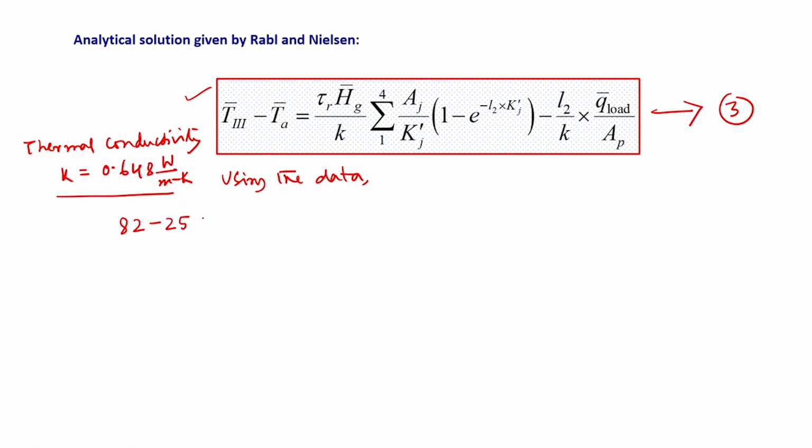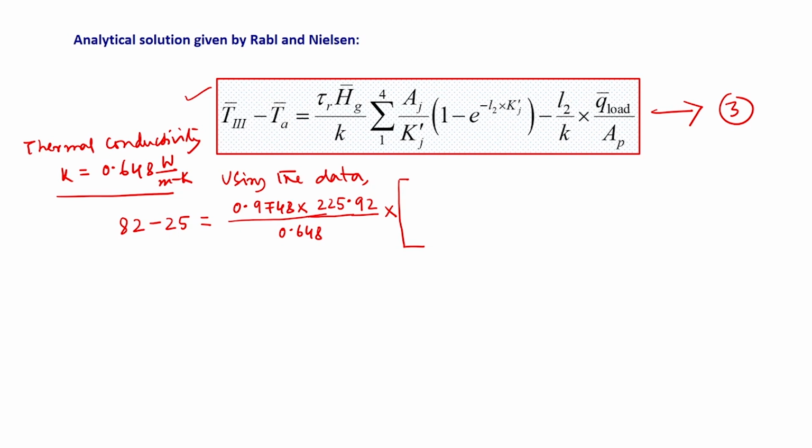So, we can substitute 25 here, which is equal to tau r, just now we have calculated, which is found to be 0.9748, multiplied by Hg, we have already calculated in terms of watt per meter square, which is equal to 225.92. Okay. And K value is given to us as 0.648. Okay. And now we need to use many parameters here.